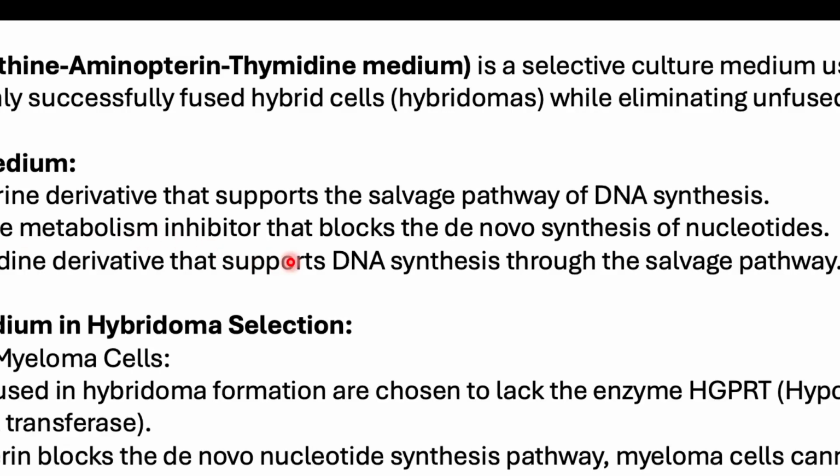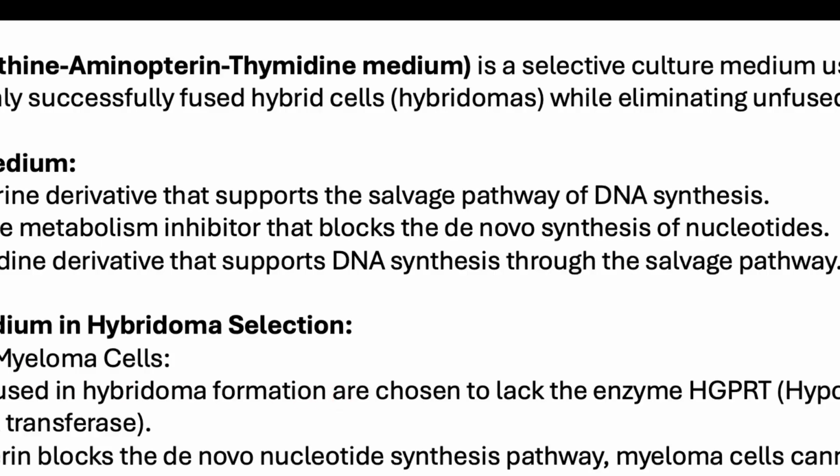Aminopterin is a folate metabolism inhibitor that blocks de novo synthesis of nucleotides. And thymidine is a pyrimidine derivative that supports DNA synthesis through the salvage pathway. So two of these components, a purine and a pyrimidine, support the salvage pathway, and aminopterin is an inhibitor that blocks de novo synthesis of nucleotides. Now, what is the importance? It eliminates unfused myeloma. Myeloma cells used in hybridoma formation are chosen to lack the enzyme HGPRT, hypoxanthine guanine phosphoribosyl transferase. You do not need to remember the enzyme name. The short form HGPRT is enough.